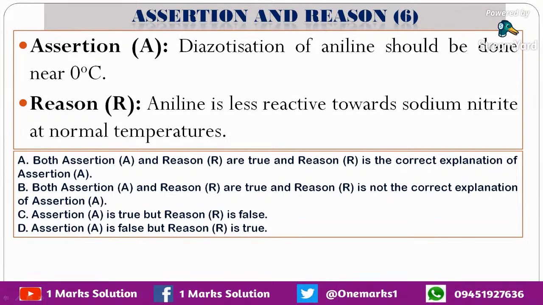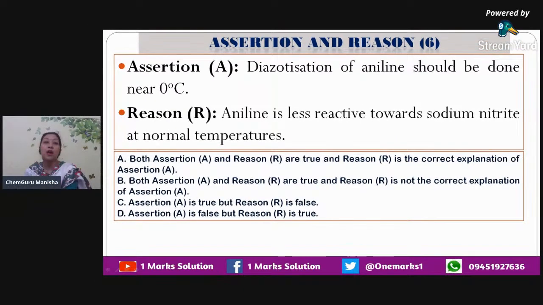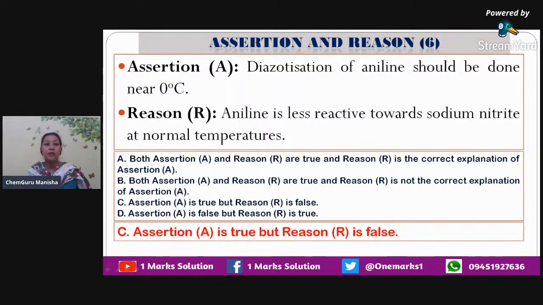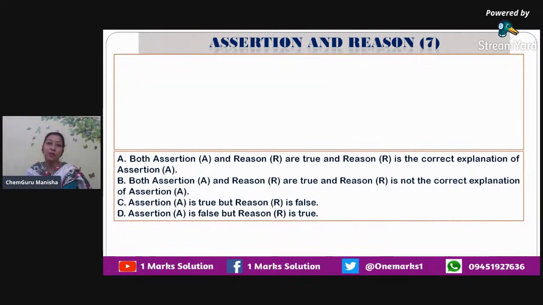So we can assume that assertion is true. And reason says aniline is less reactive towards sodium nitrite at normal temperature. This is not true. Why is it not true? Because this temperature that you are maintaining, 0 to 5 degrees Celsius, it is important to be maintained so that the reaction can happen feasibly. Less reactivity or more reactivity is not the concern, but it is more about the activation energy that the compound is going to get. So assertion is true, but reason is false.